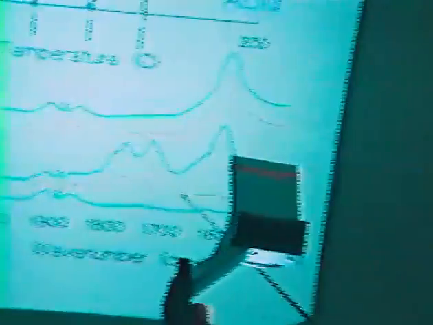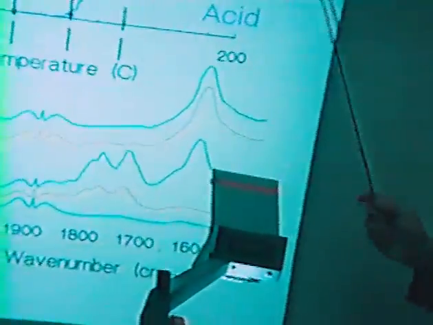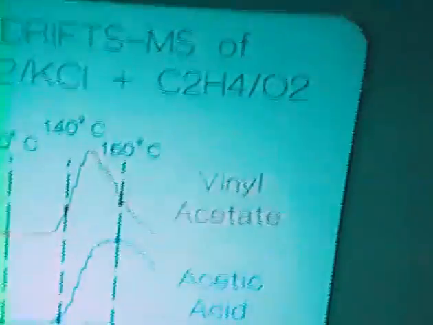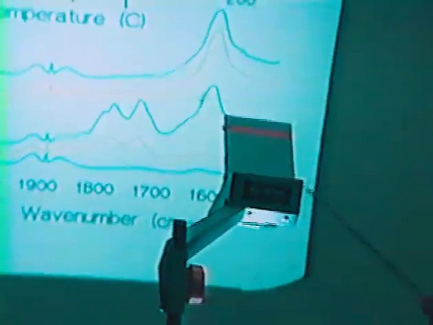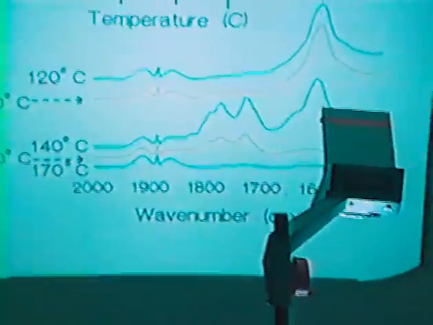And what we find is that we're not making acetic acid primarily due to the oxidation of ethylene, but we're making it through the destruction of our palladium acetate phase. And then at 170 degrees, when it's all over, we just have background squiggles.